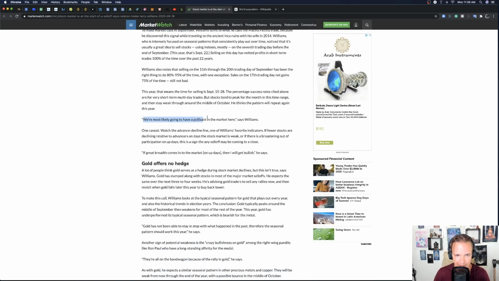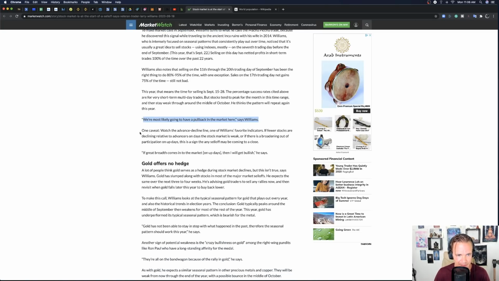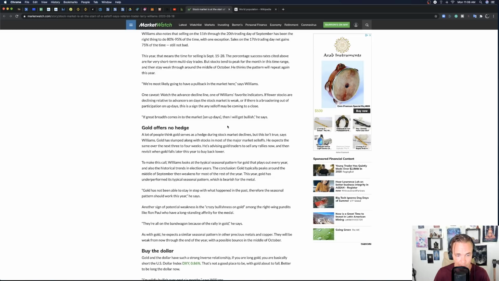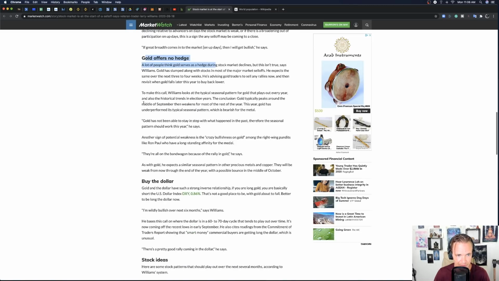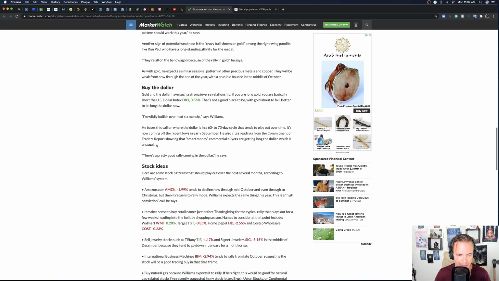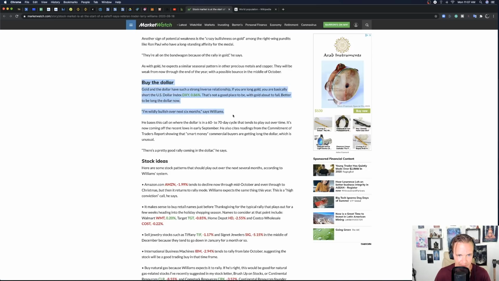So he says we're most likely going to have the pullback in the markets here. He's correct. This is what we're seeing. So the advance decline here is the favorite indicator that stocks are using. So gold offers no hedge during these moments either. He also says to expect to see gold sell off, likely because of the dollar increasing. So again, he says, buy the dollar, not the gold.